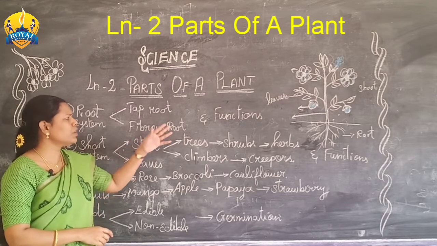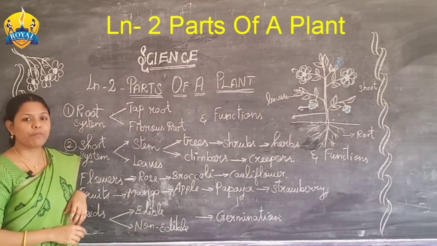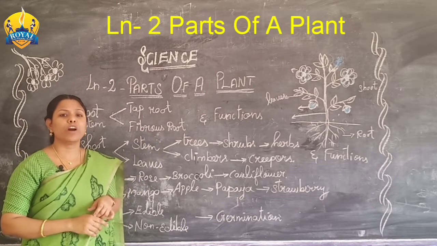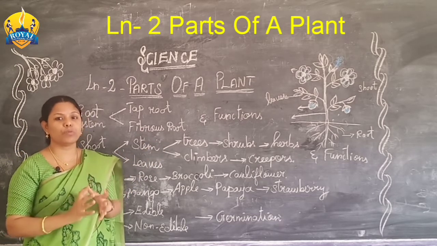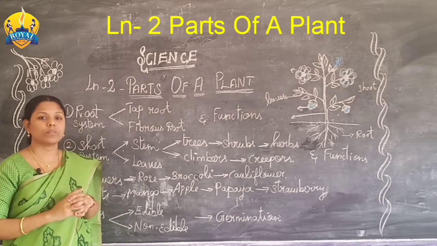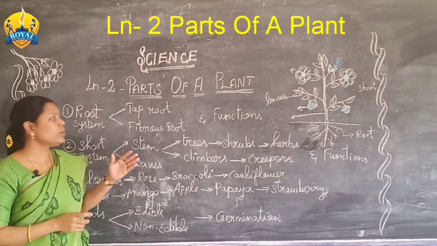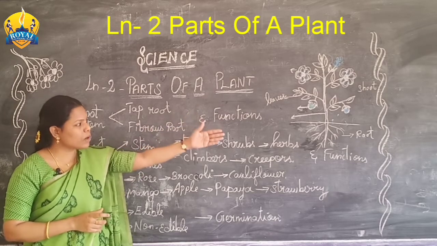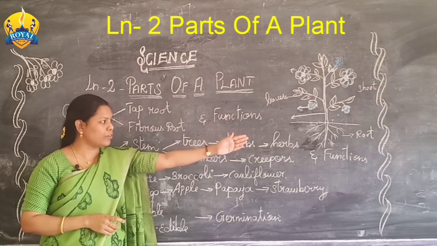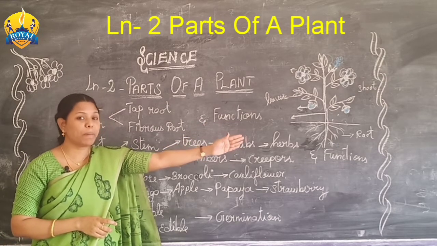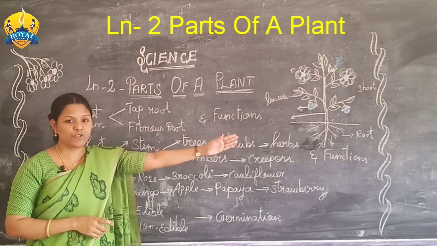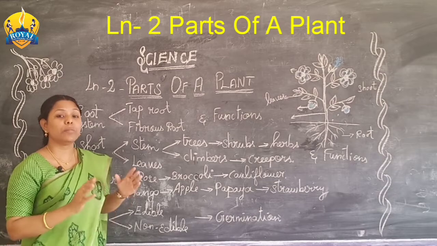After that we are going to learn about the functions of the root. Normally, what help does the root give to the plant? What are the advantages and uses of the root? The root helps the plant to fix on the ground firmly, and it supports the plant to stand straight above the ground. So these are the main uses of roots.